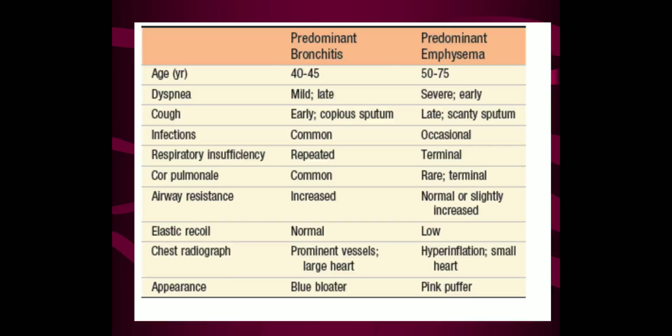You have a very big, very elongated sort of lung shadow in emphysema because it is hyperinflated, whereas you have an almost normal size lung in chronic bronchitis. And also appearance wise, this is a blue bloater in bronchitis and a pink puffer in case of emphysema.